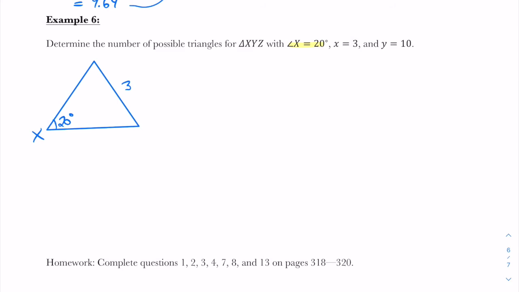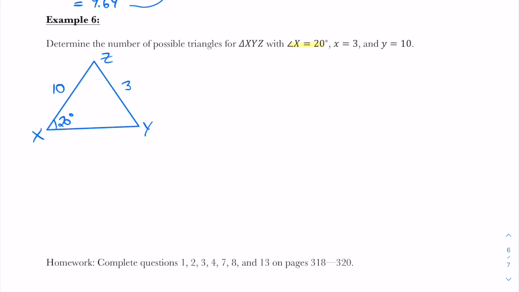The other angle that could be ambiguous, I'm going to put that in the bottom right corner. That would be angle Y. That's like the B in the previous question. And then side Y is 10. That would be opposite angle Y. And lastly, we'll put angle Z at the top. So that's how I like to label these pictures.